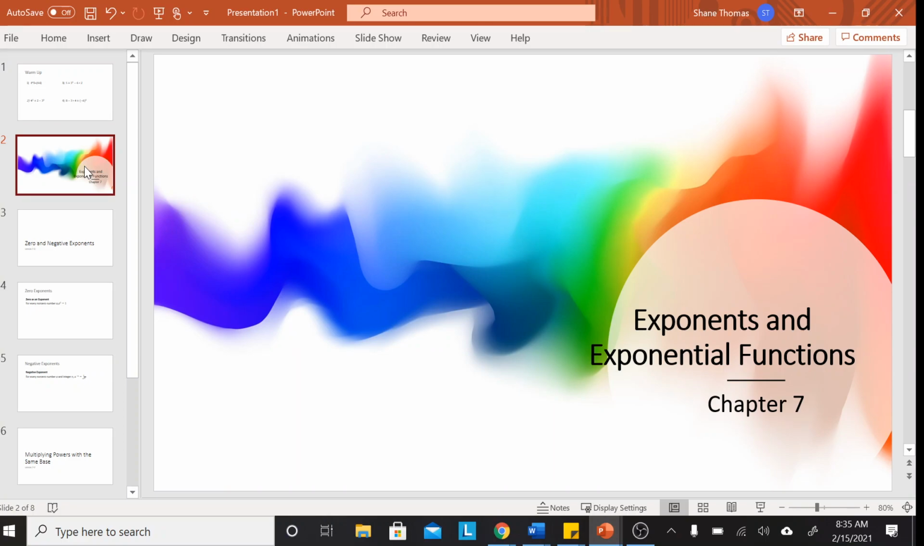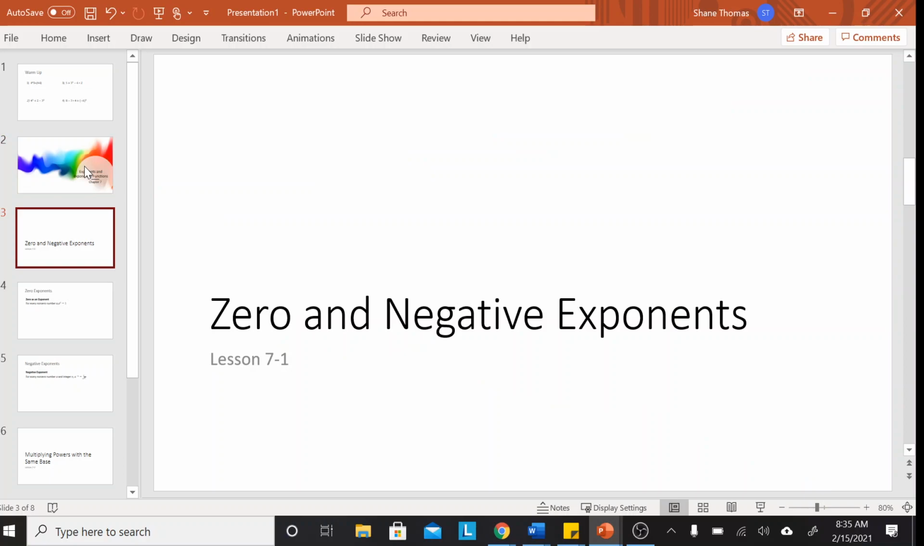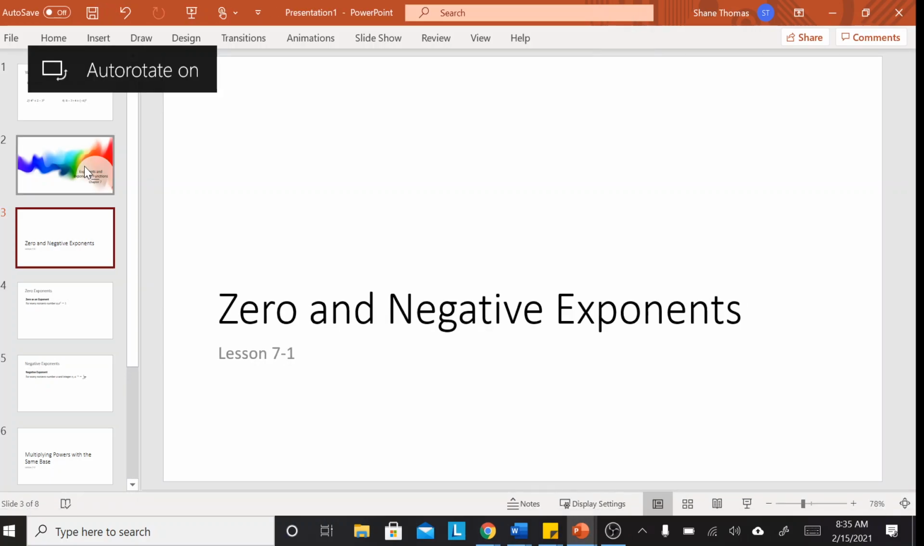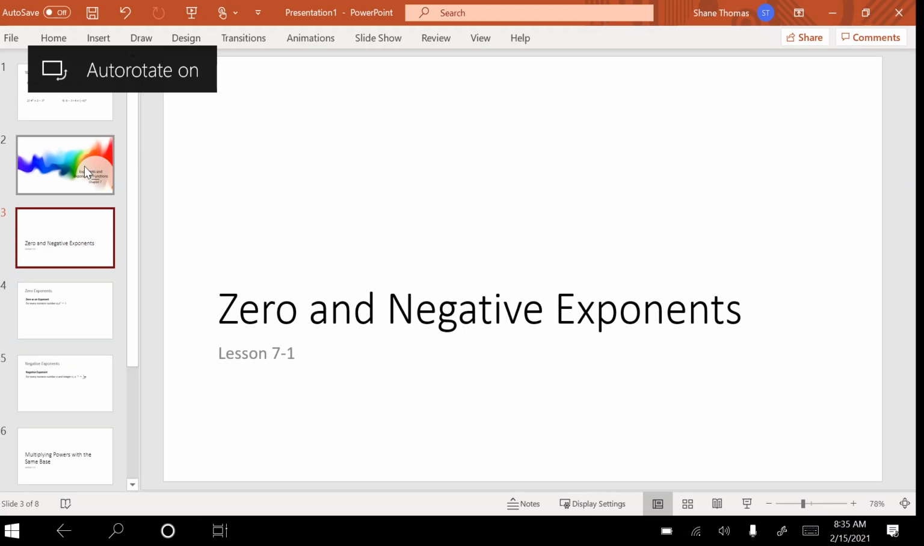Now here's the first lesson. First lesson is 0 and negative exponents. I'm telling you, this is the easiest lesson all year. This is not me lying. This is not exaggerating. Probably.